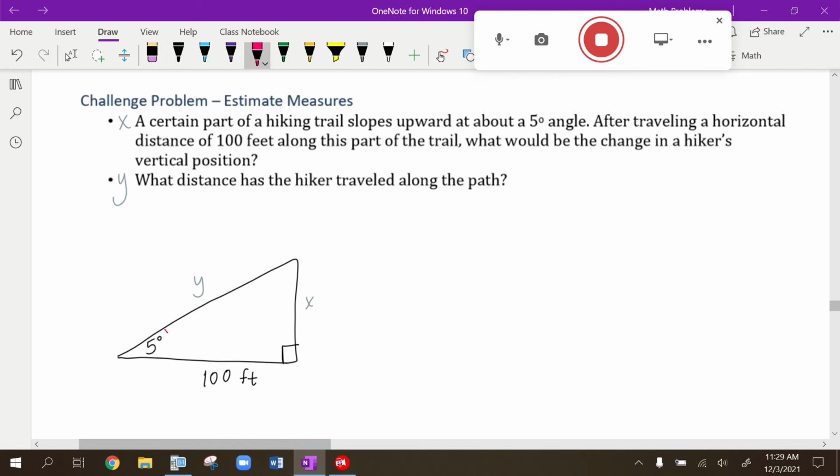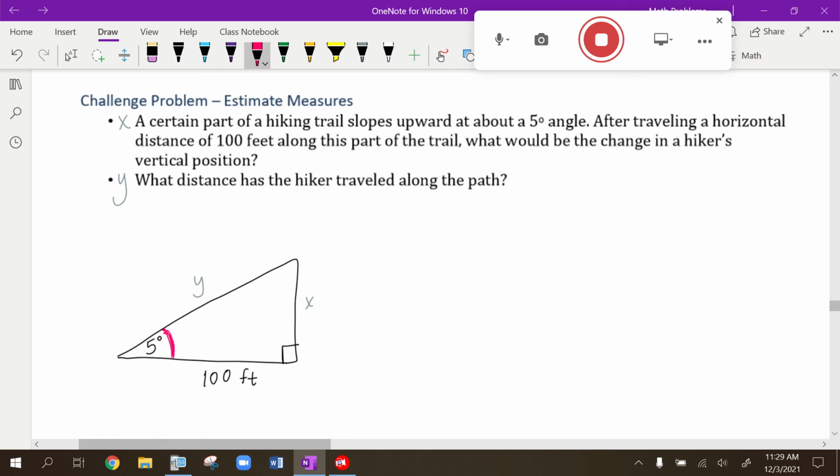So I already drew a diagram. If it doesn't give you a diagram, it's always a good idea to start with that. Now, I only have one side of this triangle. I can't just do Pythagorean theorem to find my missing side. So I have to use a trigonometric function.